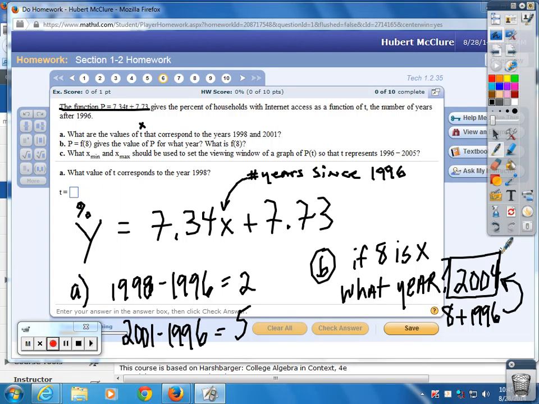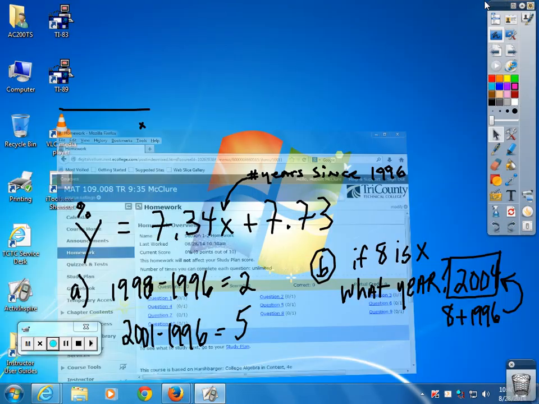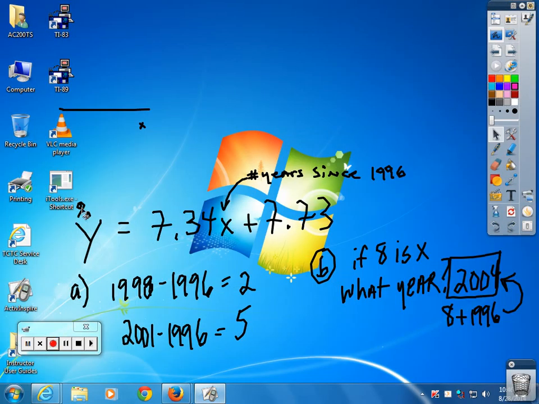Alright, now this C you do on your calculator. So you're going to plug this into your calculator, and I'll do that up here. I'll freeze that on the screen until I pull up my calculator. I'm trying to freeze the screen. Hand it in the calculator.